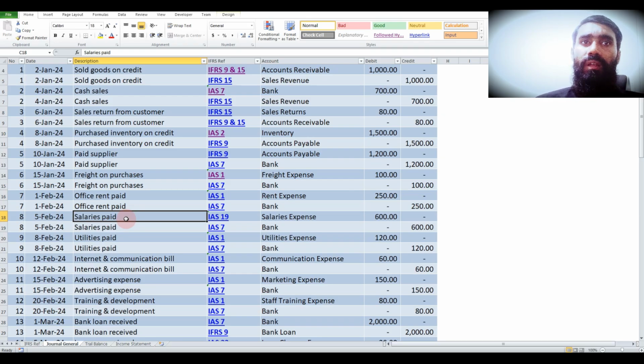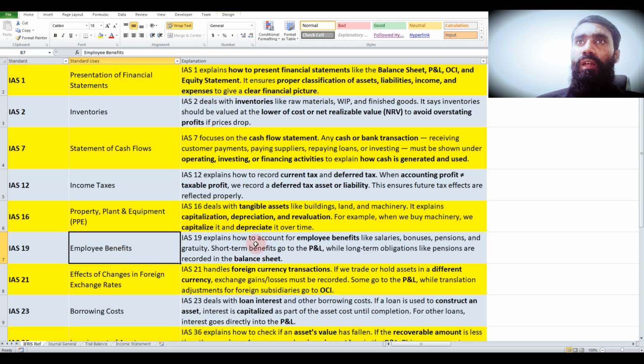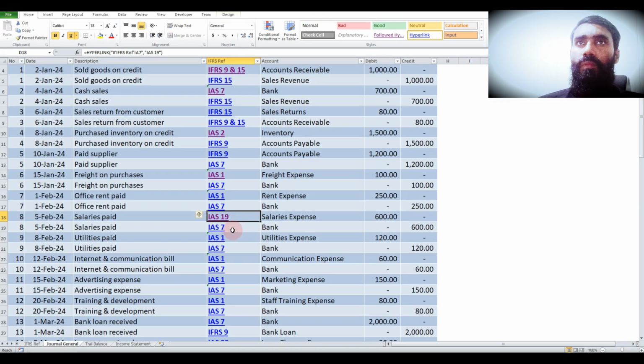But one thing in this is different. Under IAS 19, employee benefits. Explain how to account for employee benefits like salaries, bonuses, pension, and gratuity. Short-term benefits go to the P&L, while long-term obligations like pension are recorded in the balance sheet. Under IAS 7, we have discussed before, salaries expense debit, bank credit.